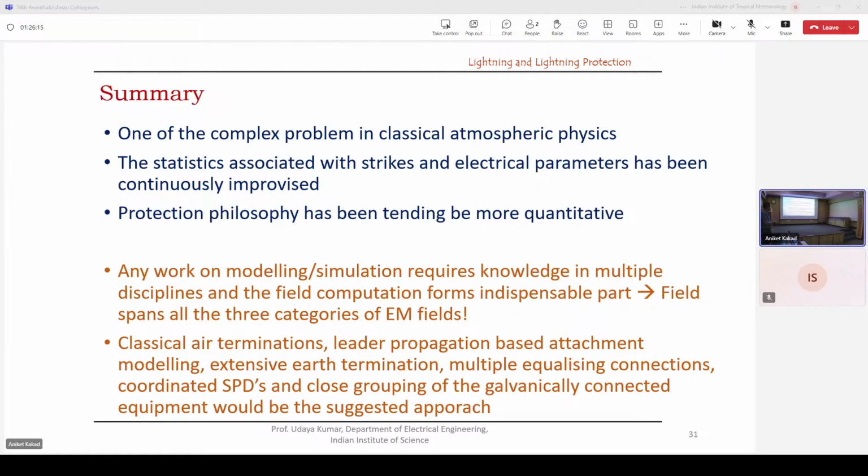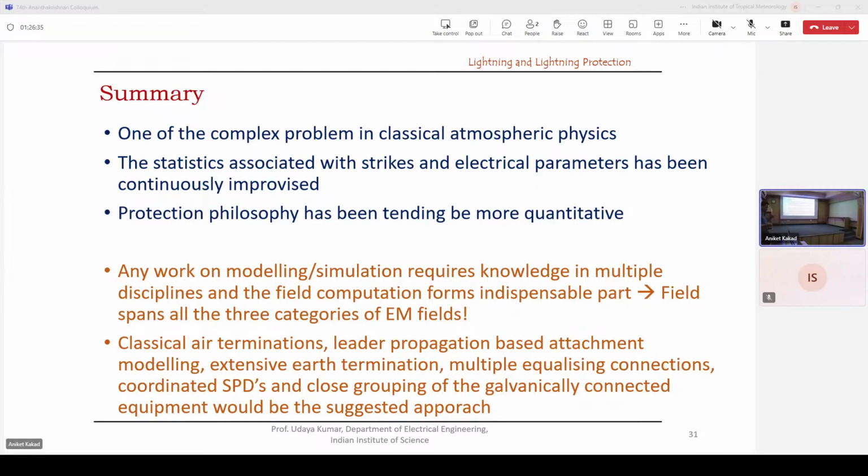One is, of course, field computation is essential because everything is field dependent. Then if you want to model attachment, you need to worry about Townsend phenomena, electron avalanche, photoionization, diffusion, all kinds of things you can add. But you can have a simplification there. Or you want to model the second part.